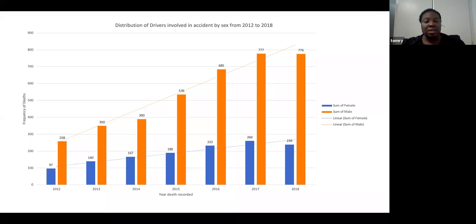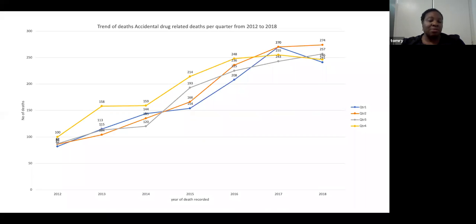And one of the key things reflected in this distribution is that these accidental drug-related accidents keep increasing over the years from 2012 up to 2018. And I'll be looking at maybe contributing factors to this in subsequent presentations.